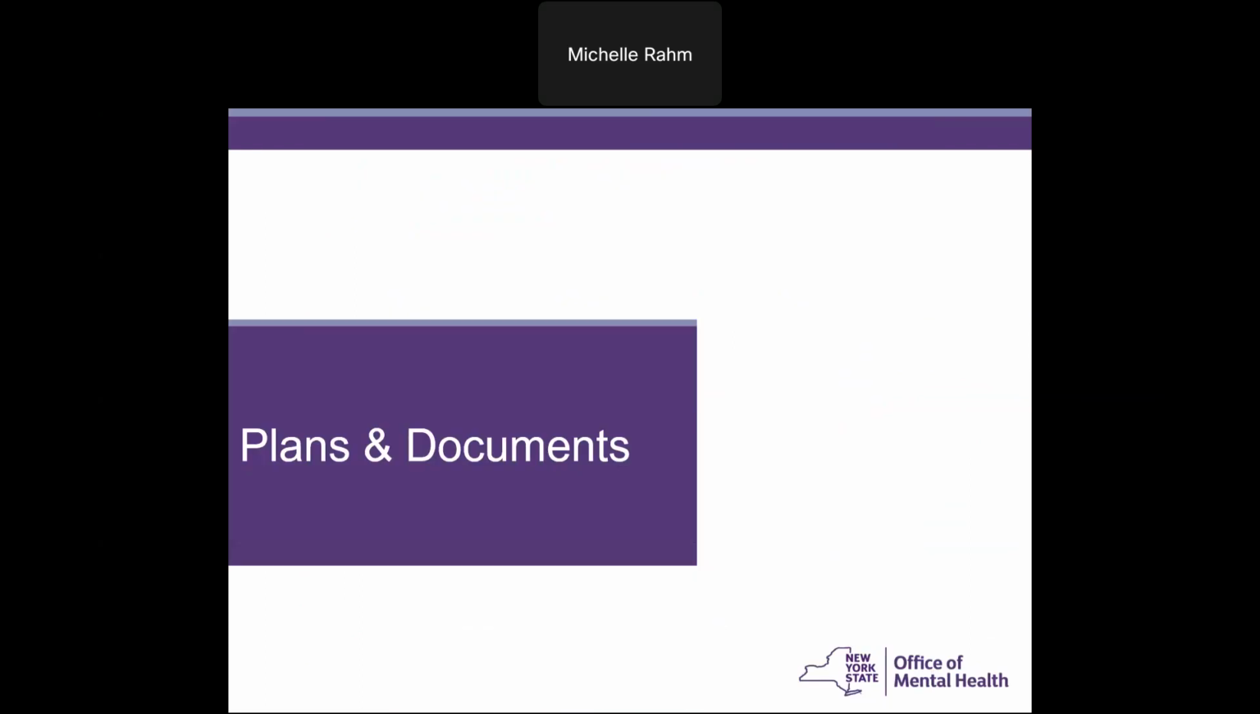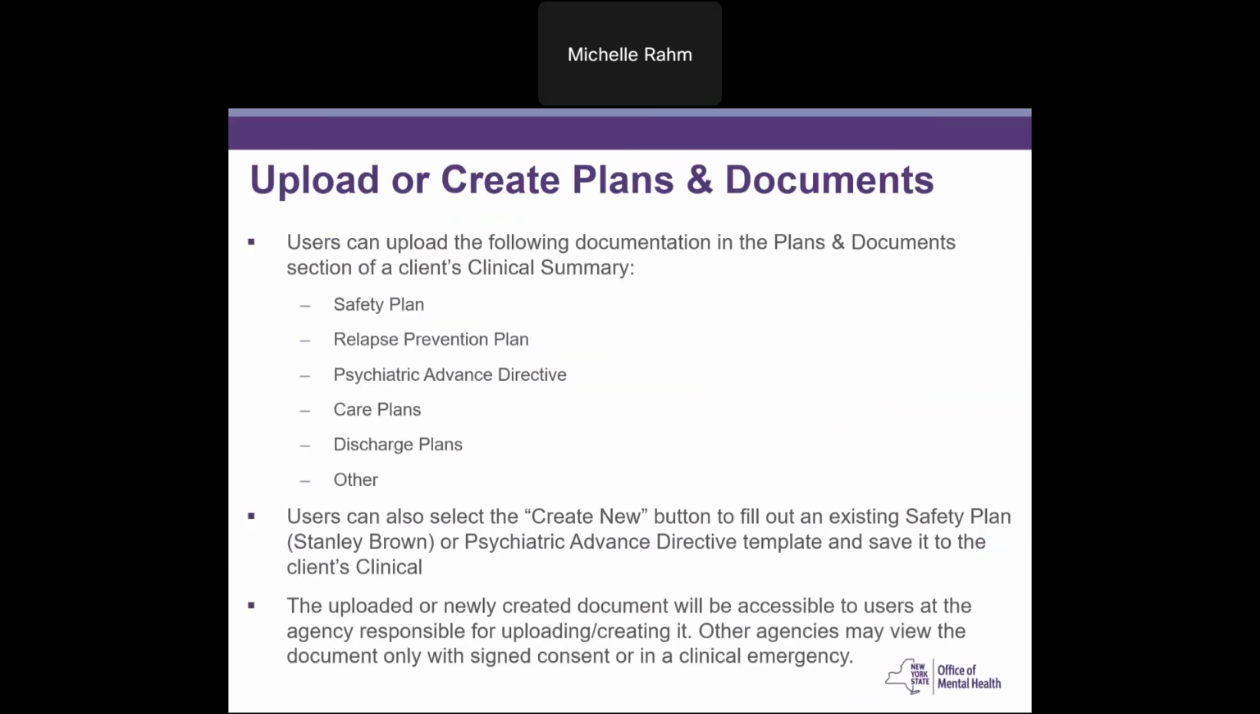All right, we're going to talk about plans and documents just to show how to upload or create plans and documents. So users have the ability to upload safety plans, relapse prevention plans, psychiatric advance directives, care plans, discharge plans, or any other type of documentation they feel is necessary to add to that person's clinical summary. And then, as I mentioned before, users could also select Create New in this section to fill out an existing safety plan or PAD template and save it to the client's clinical summary.